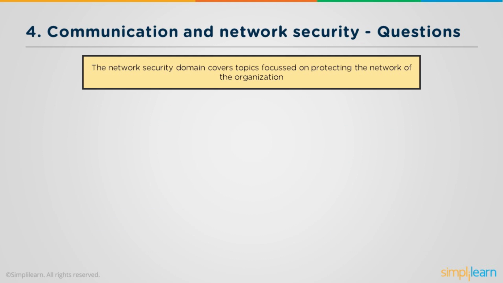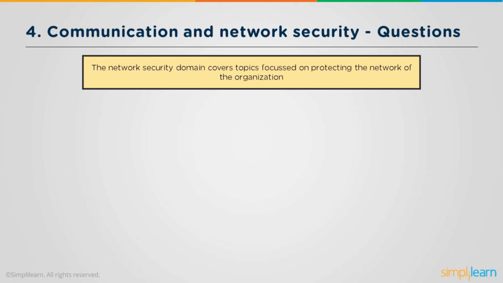Moving on to domain 4. Now, this is where the technicalities come into the picture: communication and network security. The network security domain covers topics focused on protecting the network of an organization. So communications, TCP channels, UDP channels, the TCP IP. So you come across the OSI layer, you map the OSI layer with the TCP IP layer, and see how a data fragment packet is created.